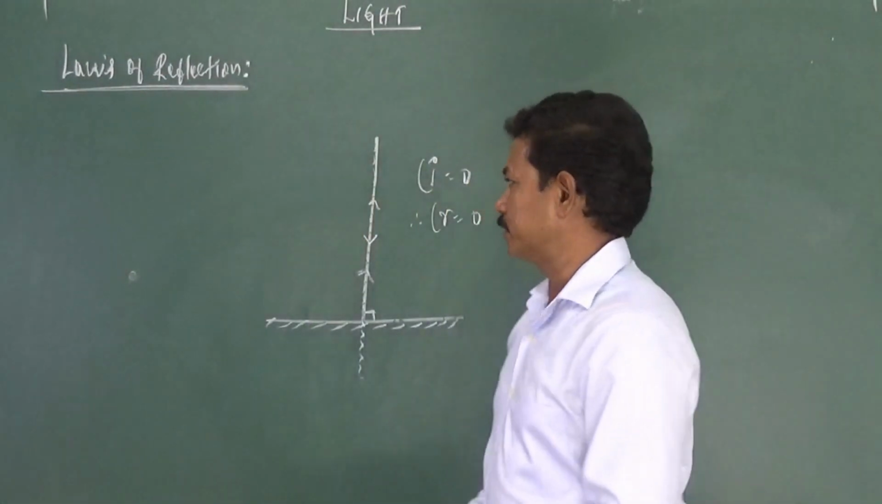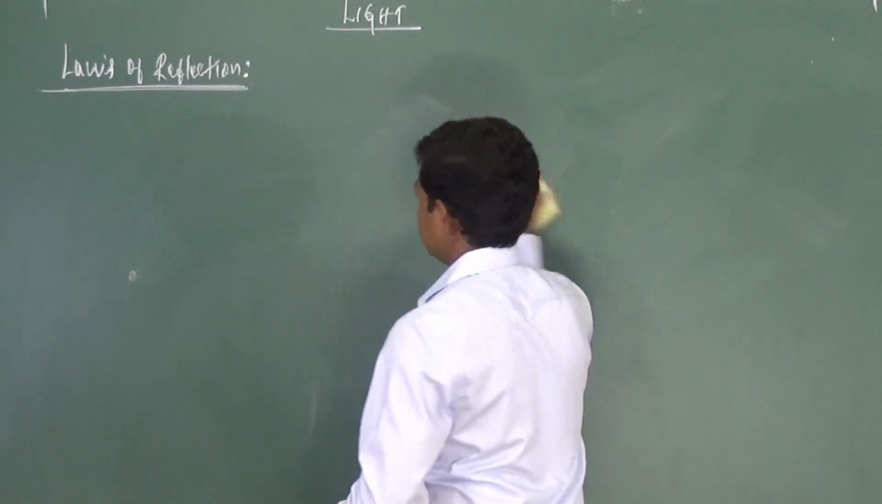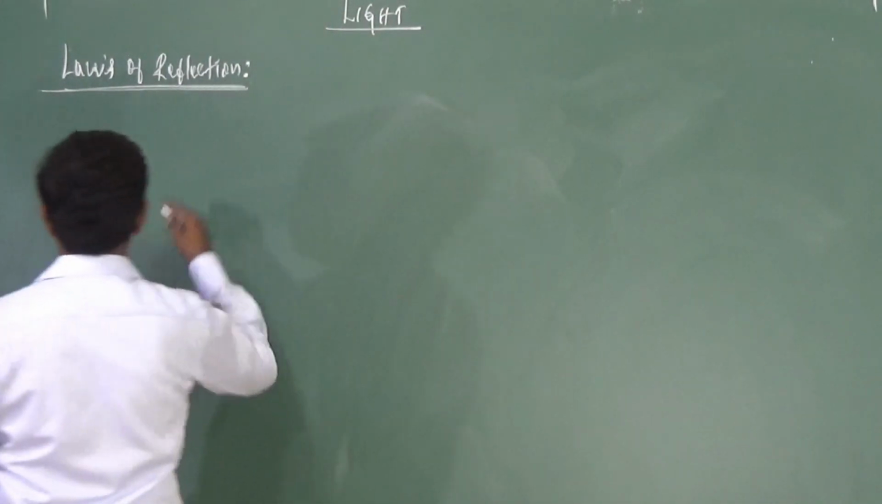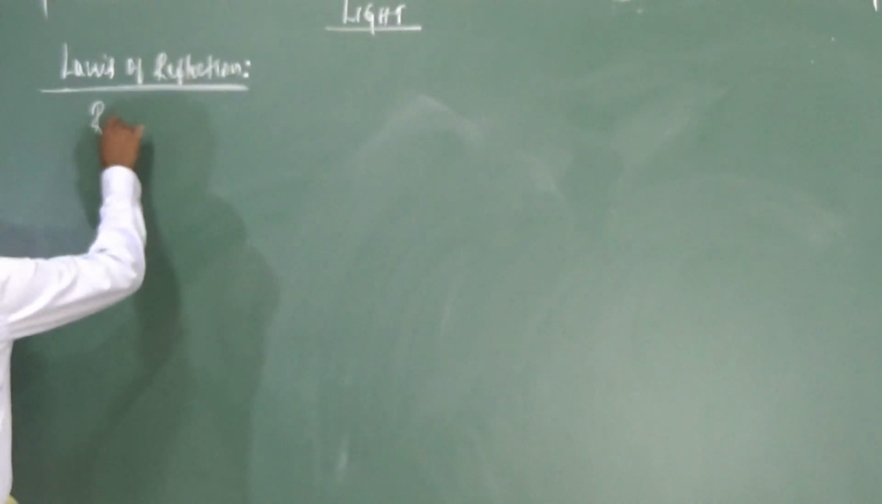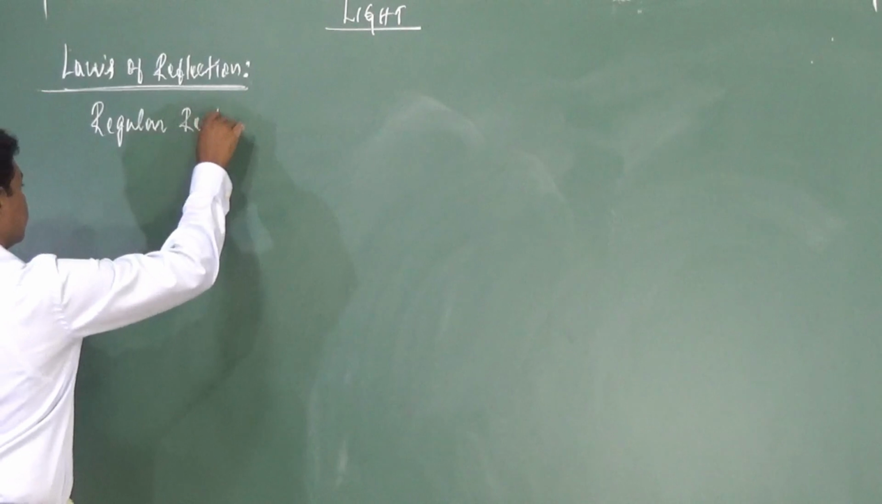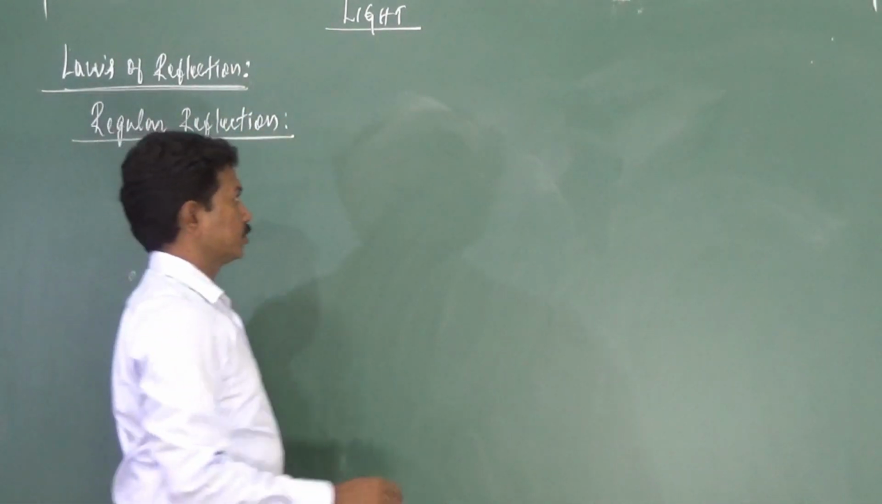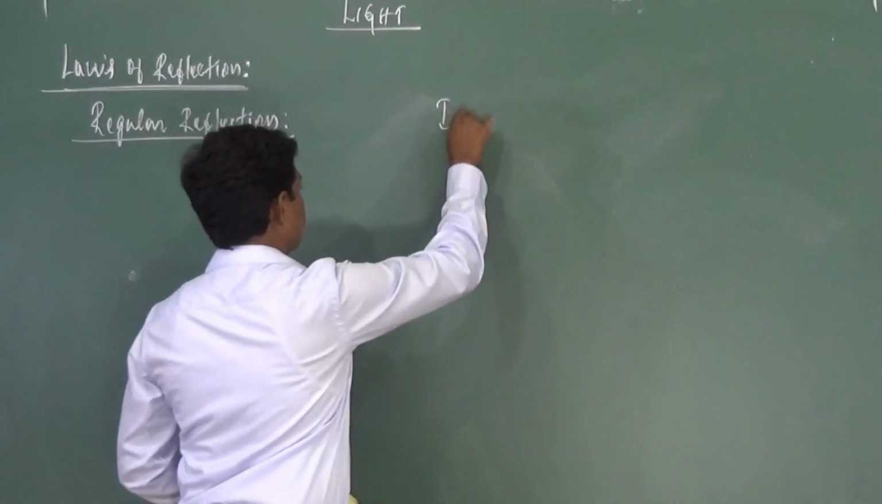Okay, now let us go with another concept. After the laws of reflection, let us go with the types of reflection, that is regular reflection and irregular reflection.